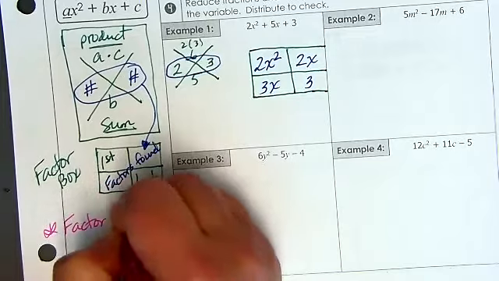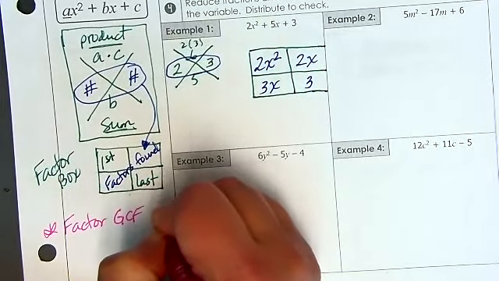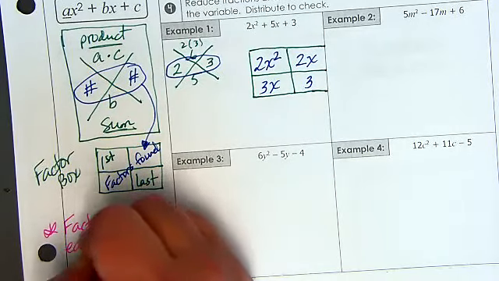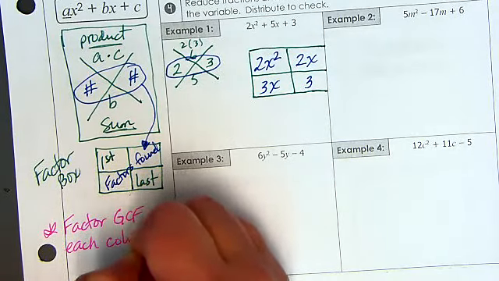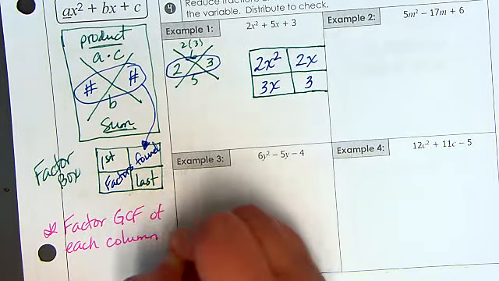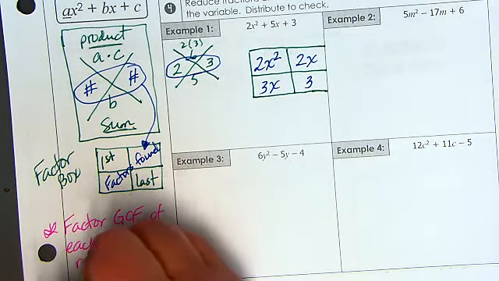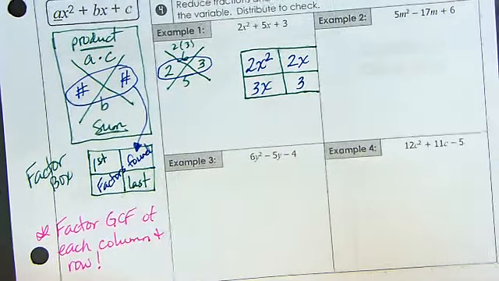factor the GCF of each column and row. And let me show you what that means, okay?